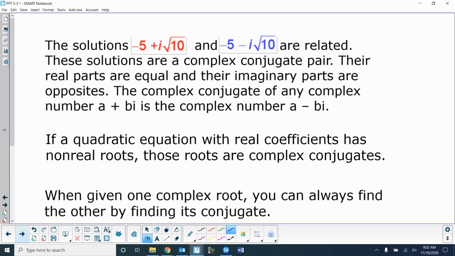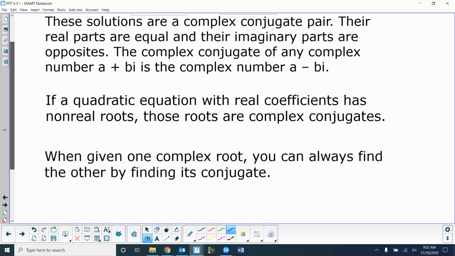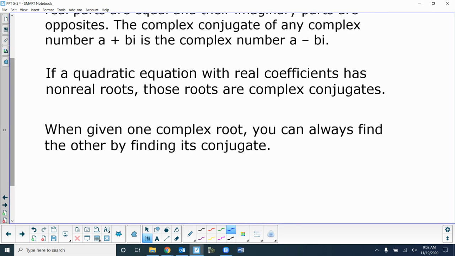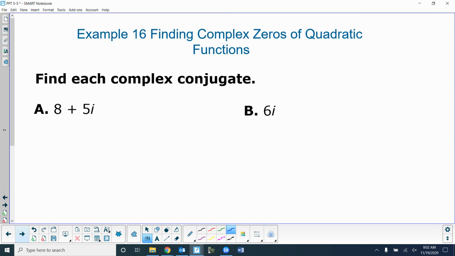All right? So it says if a quadratic equation with real coefficients has non-real roots, those roots are complex conjugates. So when you get that negative under the radical sign and you simplify and then solve that equation, those two answers we call complex conjugates. It says when given one complex root, you can always find the other by finding its conjugate. All right, so sometimes they just give you one of them, and you've got to find the other one. So what's the complex conjugate of 8 plus 5i?